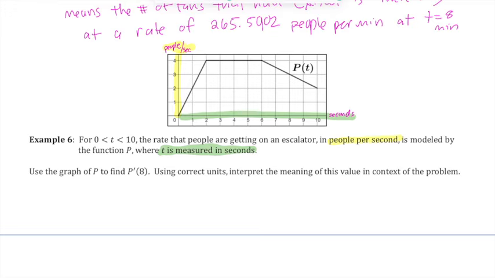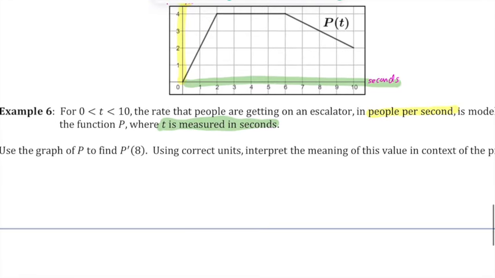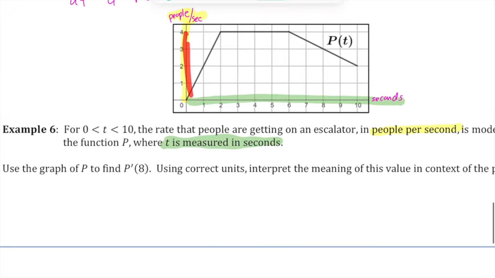There you go. There's that problem. All right, lastly, example 6. It says for 0 to 10, the rate of people getting on an escalator in people per second is modeled by the function where t is measured in seconds. So notice that these units are people per second. So our derivative is going to be this unit divided by this unit. So it's going to be people per second, which usually throws people off. But it does say that this model is measuring people per second.